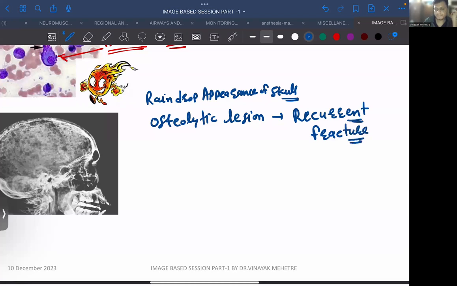What is happening in the patient? Repeated fractures, recurrent fractures. Reason: osteolytic lesions are present all over the body, even in the hands, even in the foot, even in the skull, everywhere. So the patient will present sometimes with upper hand fracture, sometimes lower hand fracture, or sometimes fracture of something else. Okay, so remember this.